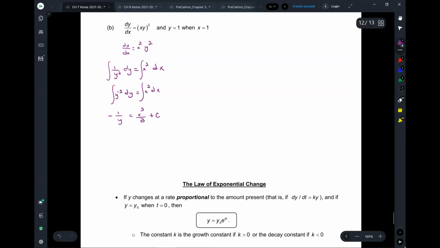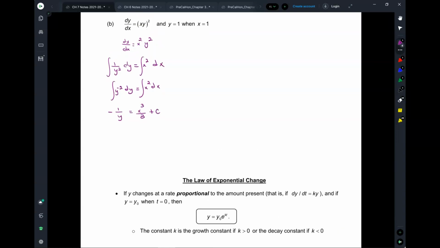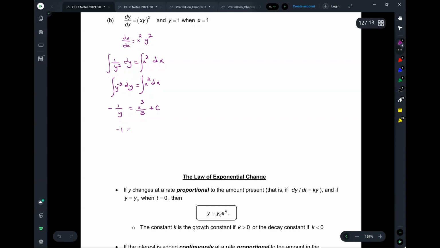Now, plug in the initial condition. y is 1 means negative 1 equals x cubed over 3 plus c, which is 1/3 plus c. C is negative 4 over 3. Okay, so plug it back in here. Negative 1 over y is x cubed over 3 minus 4 over 3.